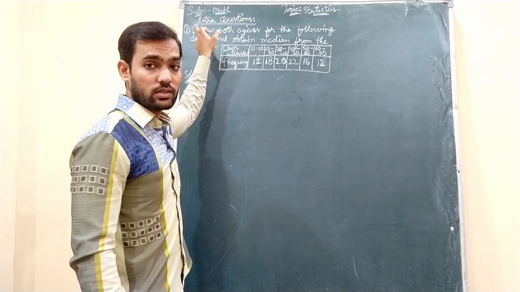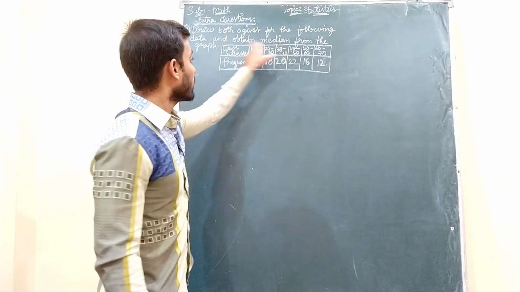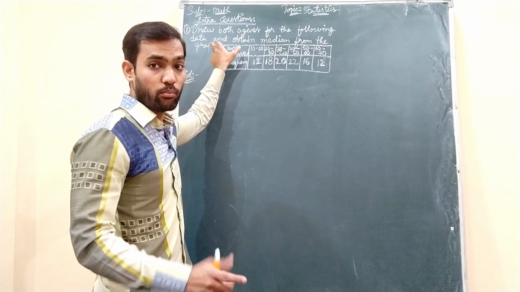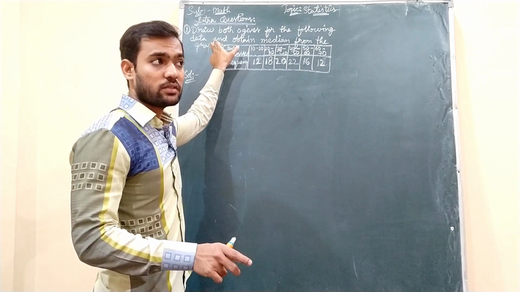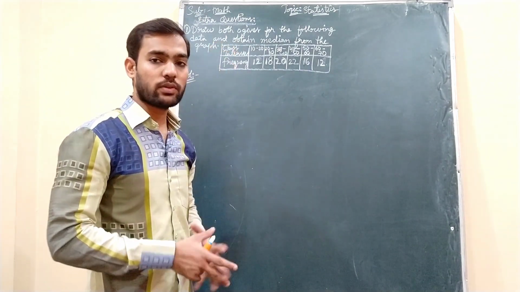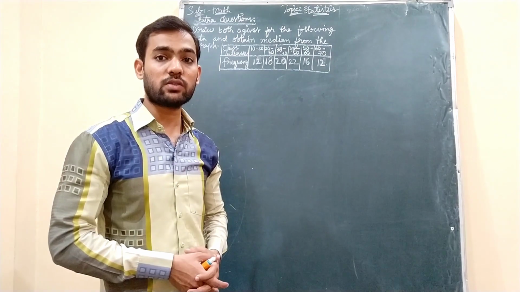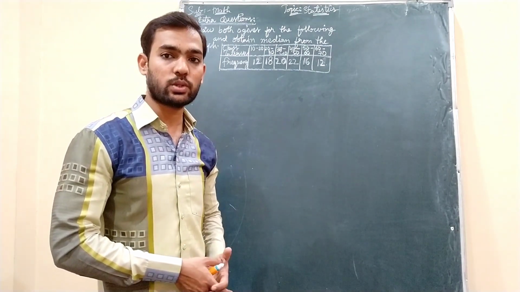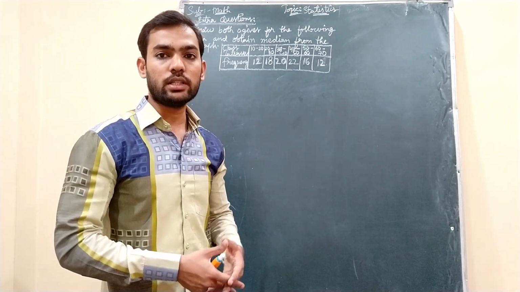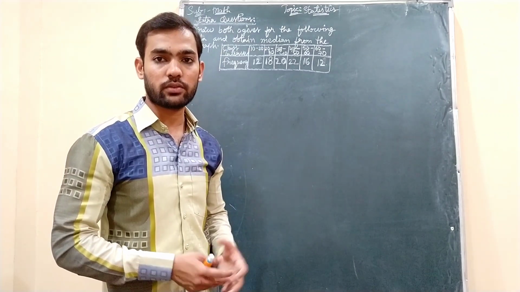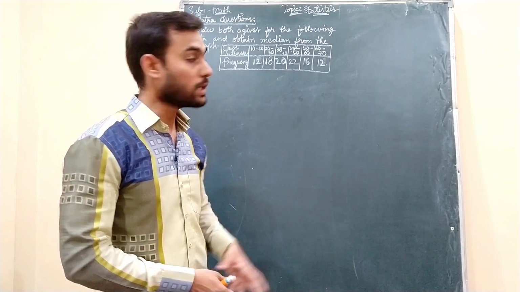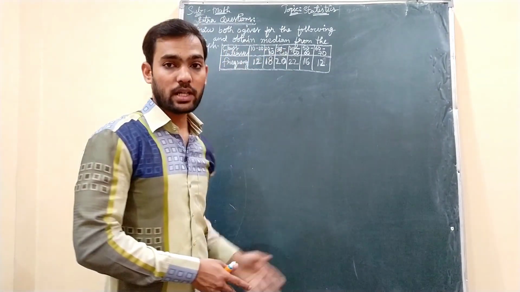The question is, draw both ogives for the following data. We need to draw both ogives. Don't get confused, because I have seen a few students ask, both ogives means which ogive we need to draw: less than ogive, more than ogive. Both means altogether less than ogive as well as more than ogive. Both the ogives you need to draw. Okay, and obtain median from the graph.